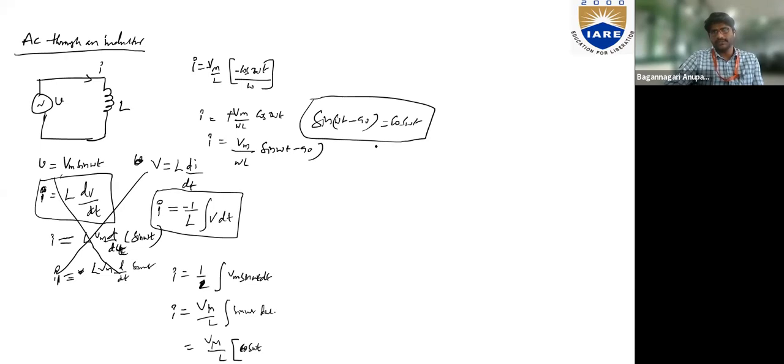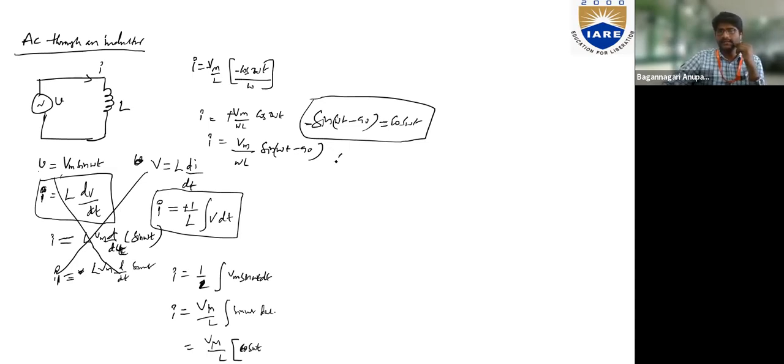Why do we convert this cos to sine then? Because we want to find a relation between voltage and current in terms of sine. Already we have the voltage in terms of sine, so we definitely want the current to be in terms of sine. So convert that into sine. Sine omega t minus 90 is equal to minus cos omega t. Then there is no need to use this minus sign here, right?